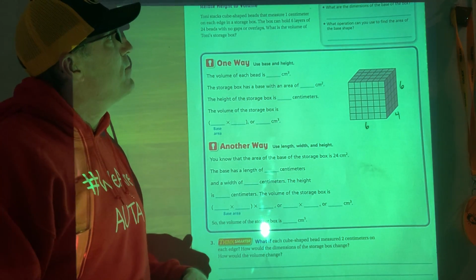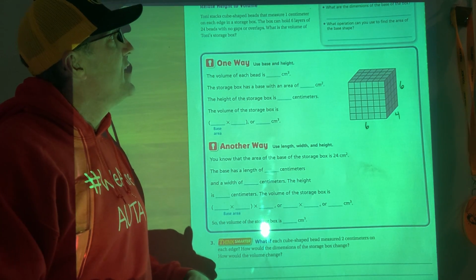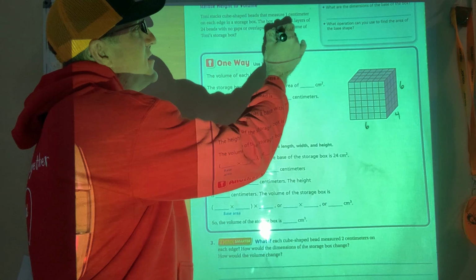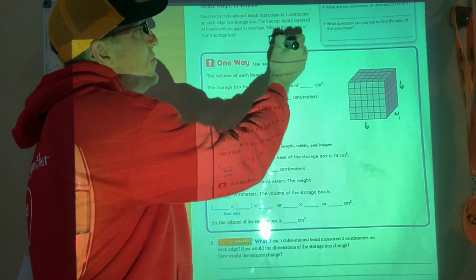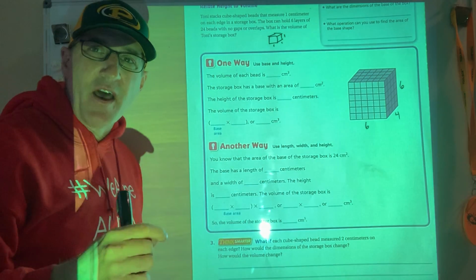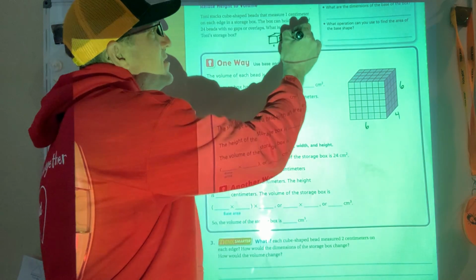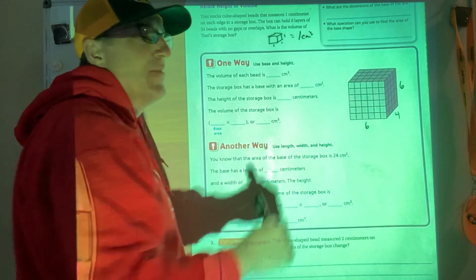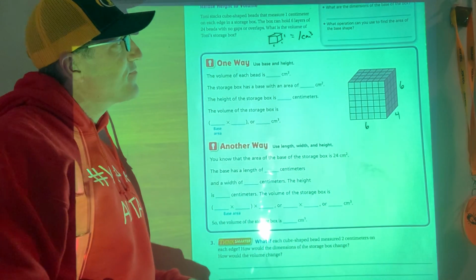Tony stacks cube-shaped beads that measure 1 centimeter on each edge in a storage box. So if it's one on each side, we call those unit cubes, right? 1, 1, 1, length times width times height, 1 times 1 times 1. This is going to be 1 centimeter cubed. So each of these is 1 centimeter cubed. That's why we call them unit cubes.